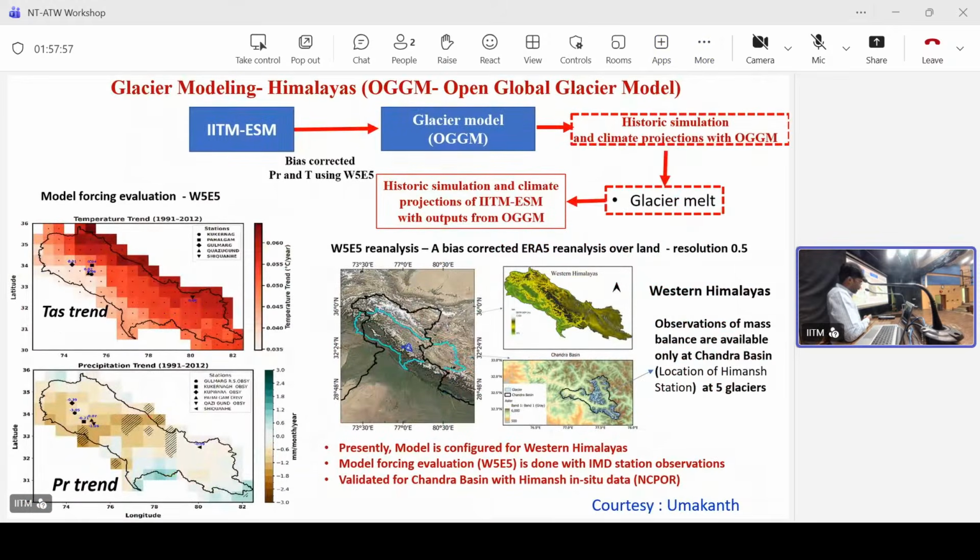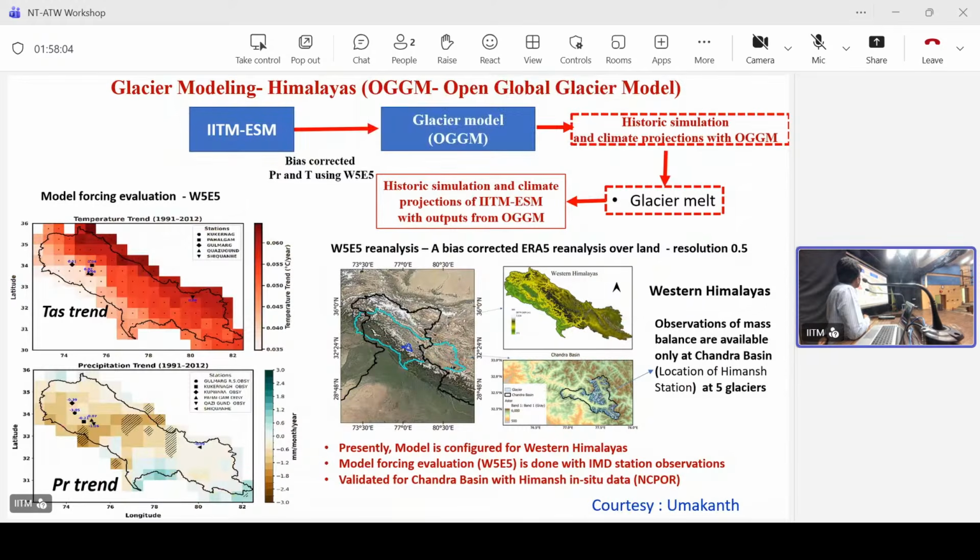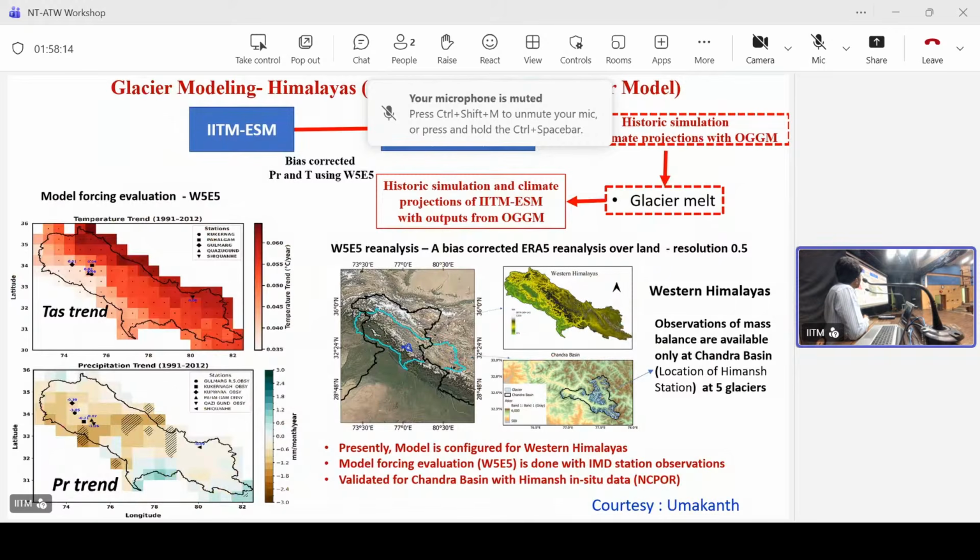Also, we work on glacier modeling, like I was mentioning earlier. So this is the work which we are doing for the Himalayas. We run OGGM, that is the Open Global Glacier Model, and we set it up over the Western Himalayan region. And then we would like to add this glacier melt from the model.